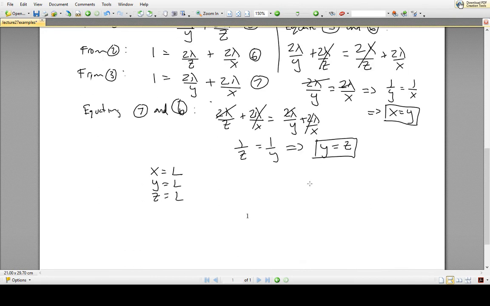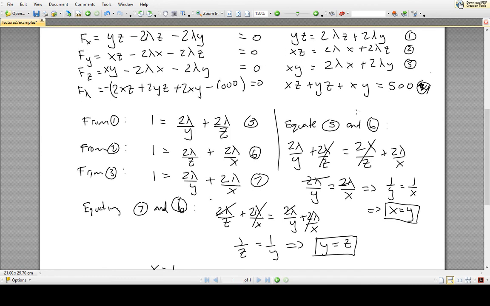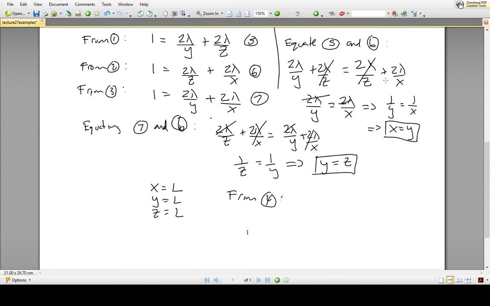So we can go up here into equation 4. From equation 4, we have that all of these terms are just L's. So this is L times L plus L times L plus L times L. So this gives me 3L squared is equal to 500, which means that L squared is equal to 500 over 3. And thus L is equal to positive or negative the square root of 500 over 3. And of course we reject the negative version because it doesn't make any sense to have a negative length.